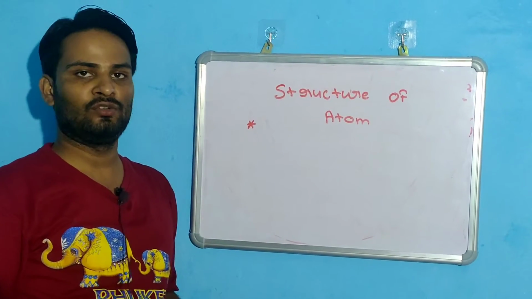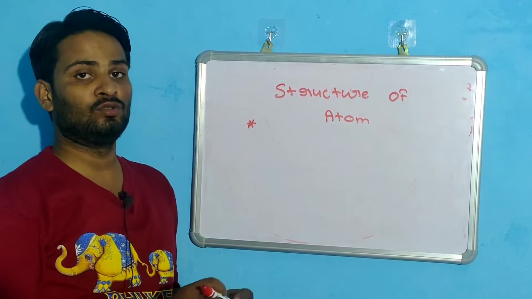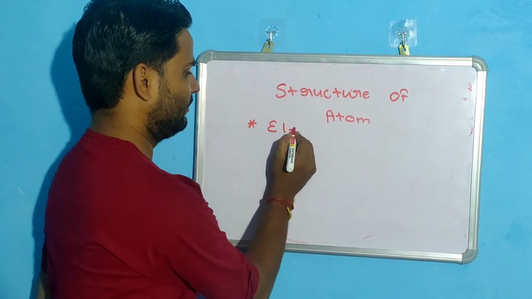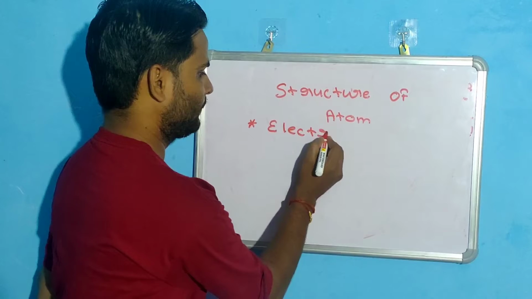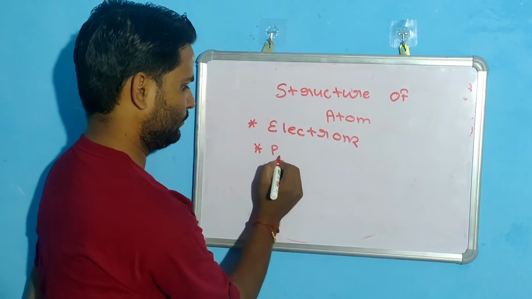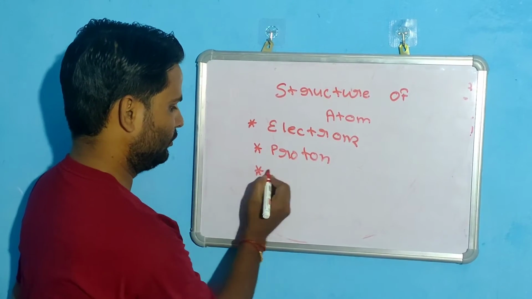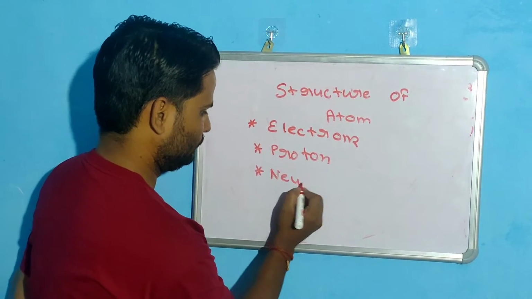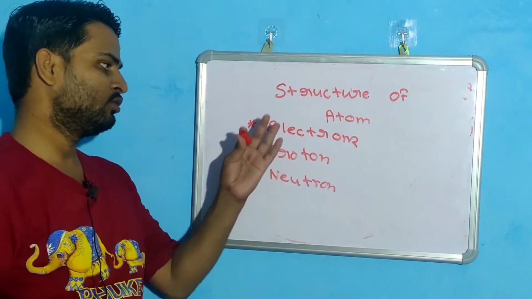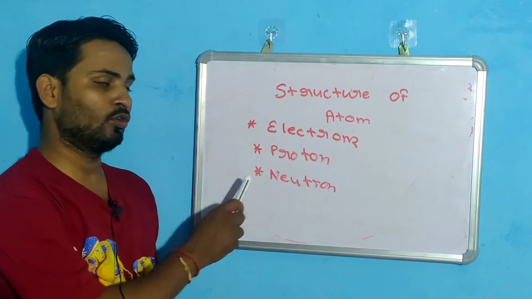Hello students, today we are going to discuss the structure of the atom. An atom is basically divided into three subatomic particles: electron, proton, and neutron.